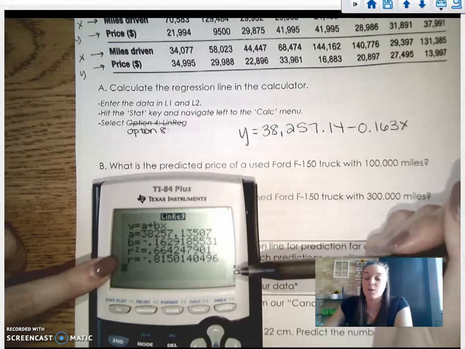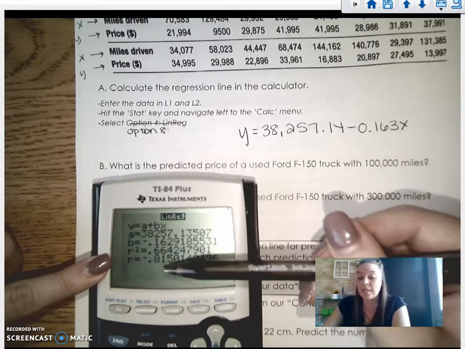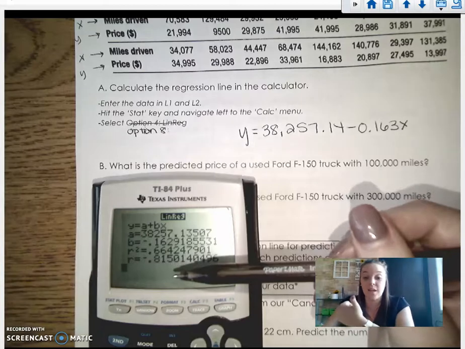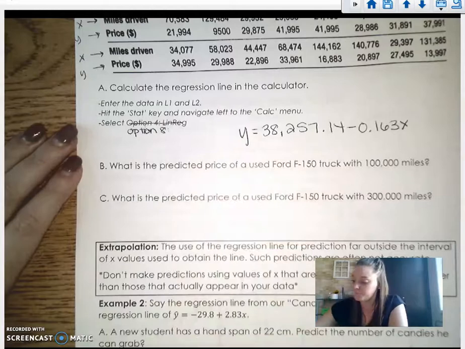You should be recalling that R value from the last packet. That R value is going to be your correlation, and if you look at this, you see an R value of negative 0.8. In your mind, you should be thinking that's negative and that's strong. That's a strong negative correlation.